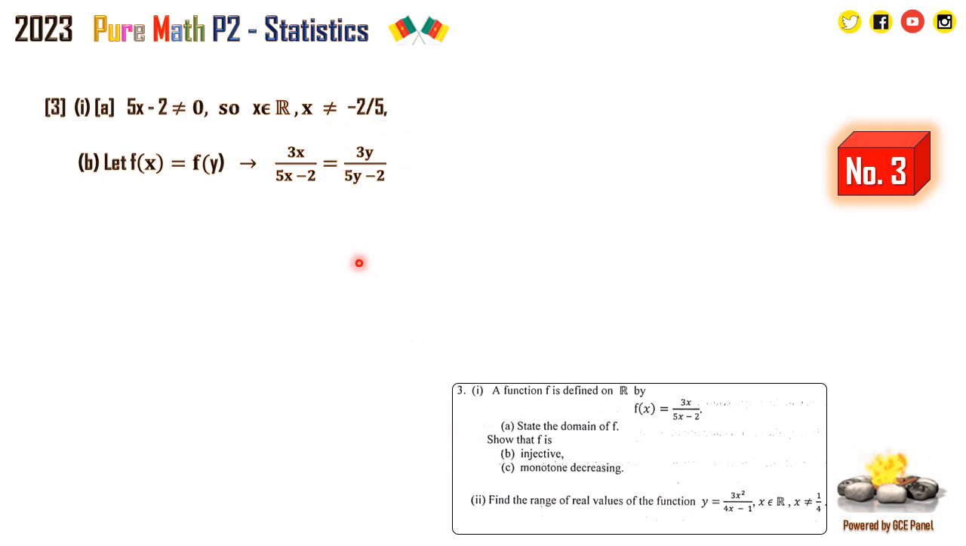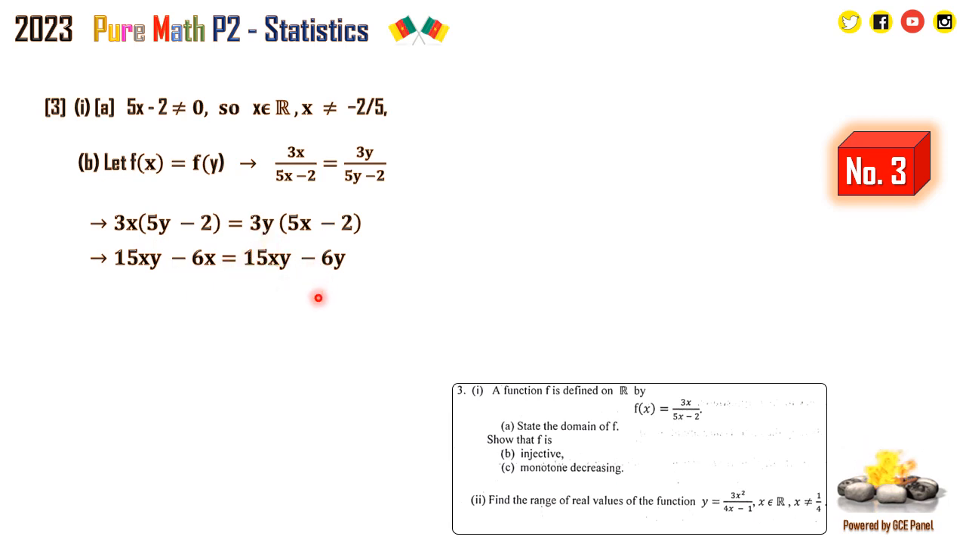Now for the B part, to show that the function is injective. A function is injective if f of x equals f of y implies x equals y. So that's what we want to solve for. We already have f of x, which is 3x all over 5x minus 2. Now f of y will be when we replace x by y, so f of y is 3y over 5y minus 2. At this point, we are going to simplify. We are going to have 3x into 5y minus 2 equal to 3y into 5x minus 2. We open the brackets, and that will give us 15xy minus 6x equals 15xy minus 6y.